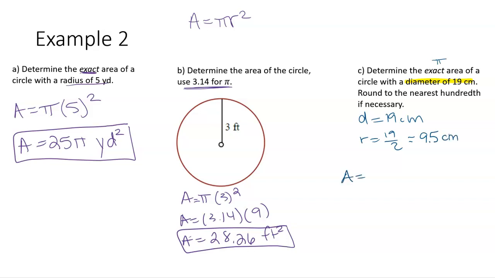So my area is pi times 9.5 squared, and they want exact area. So I'm going to leave that pi. I'm going to type 9.5 squared into my calculator. I get 90.25 because they want hundredths. I'm going to leave that pi because they said exact, and it is square centimeters.